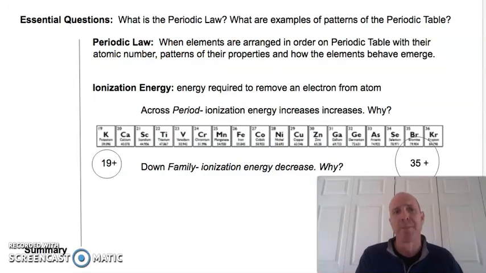We got some notes. The essential questions: What is the periodic law? And then what are some patterns that show up on the table? We're going to get into both of those things. The first thing is the periodic law. When elements are arranged in order on the periodic table with their atomic number, patterns show up.